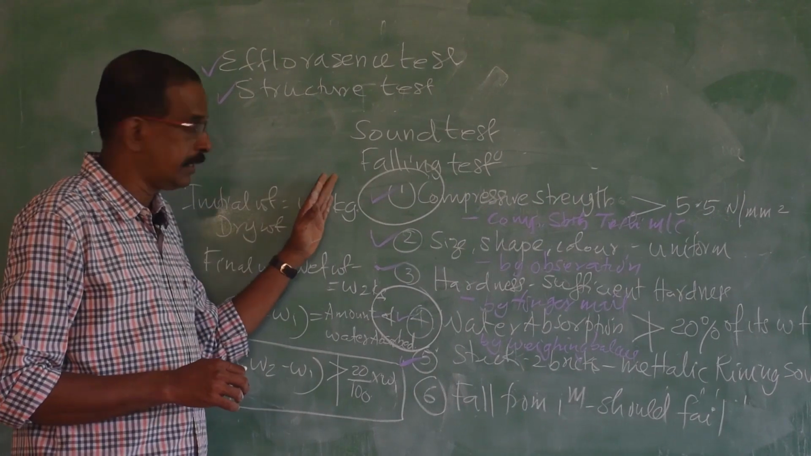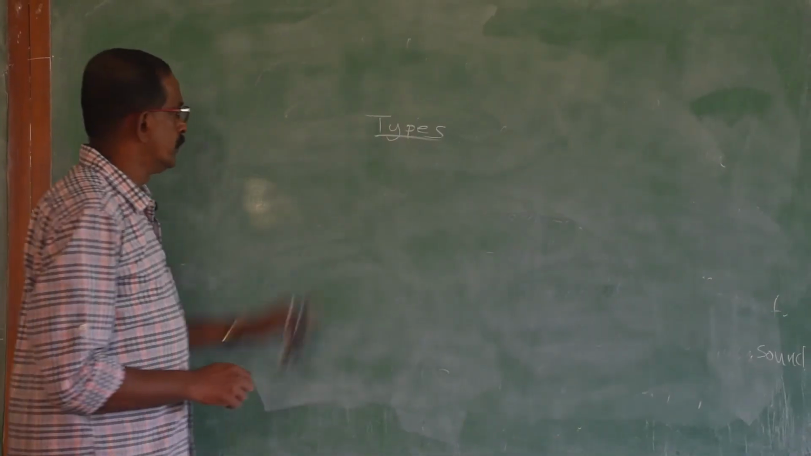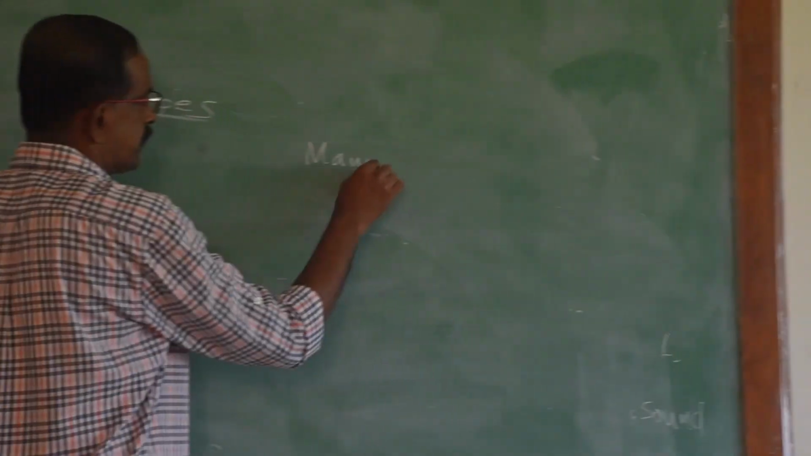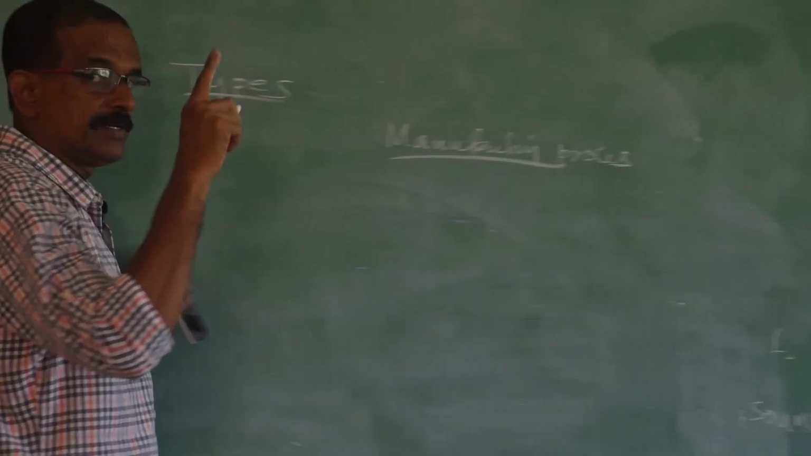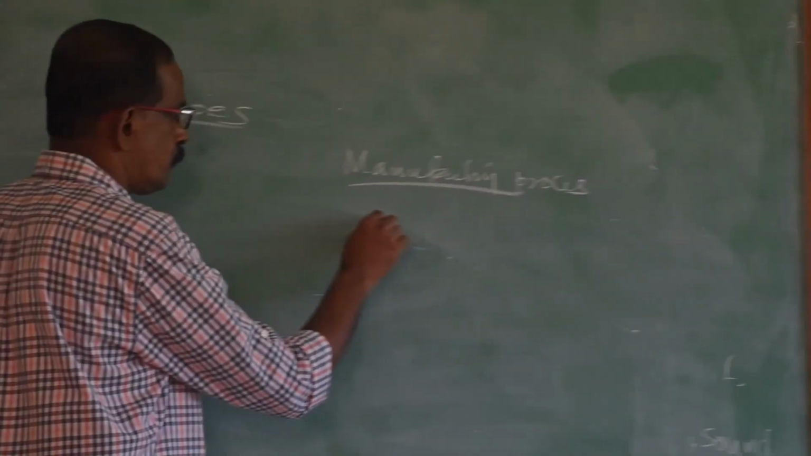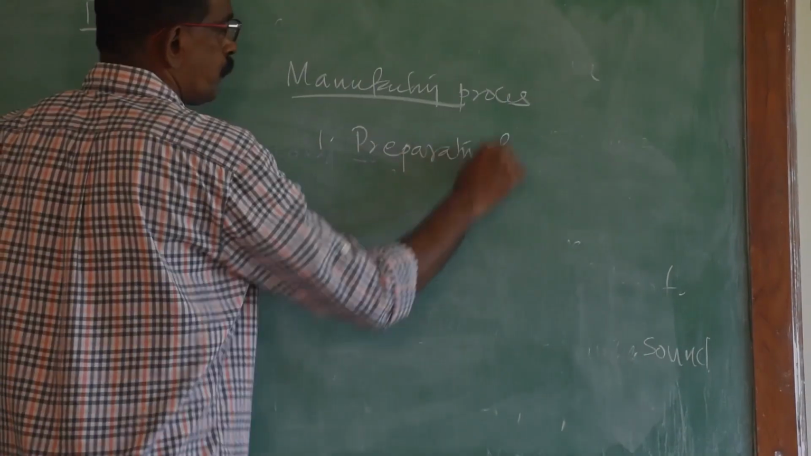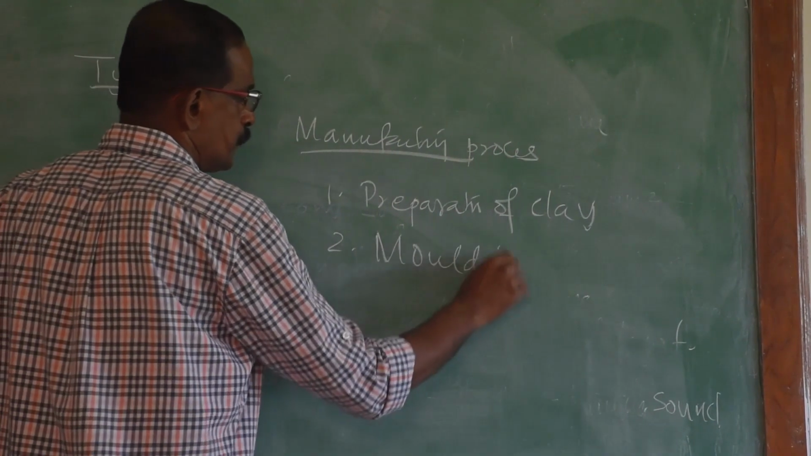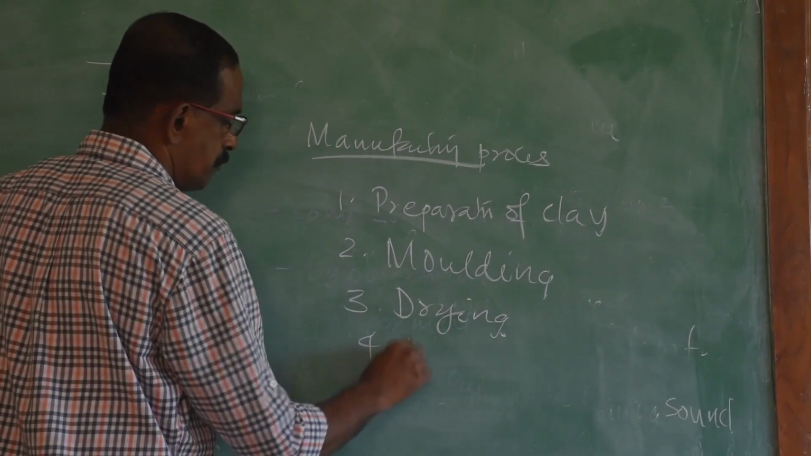Now, we will move to the classification of bricks. Types. So, before going into the classification of bricks, we will see the manufacturing process of brick. In the case of cement, there are 3 stages in the manufacturing process. Here, there are 4 stages. First one is preparation of brick clay. Second one is molding. Third one is drying, and finally burning.